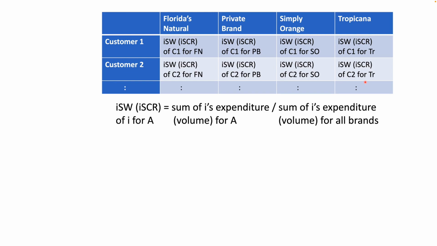So we have 100 customers in this data. In total, we have 100 rows in this table. And each row stands for each customer. So this cell indicates the individual share of wallet or individual share of category requirement of this customer for this brand. This cell indicates the individual share of wallet or individual share of category requirement of customer 1 for private brand. That's what we want to draw.